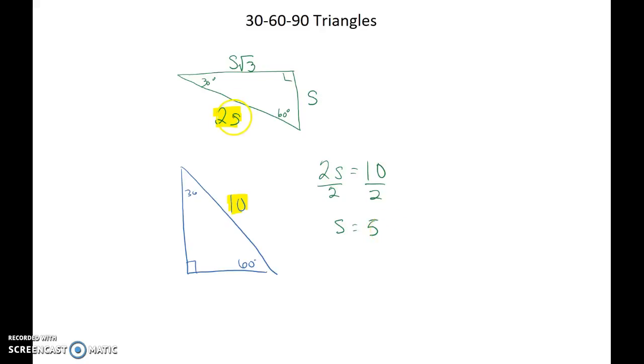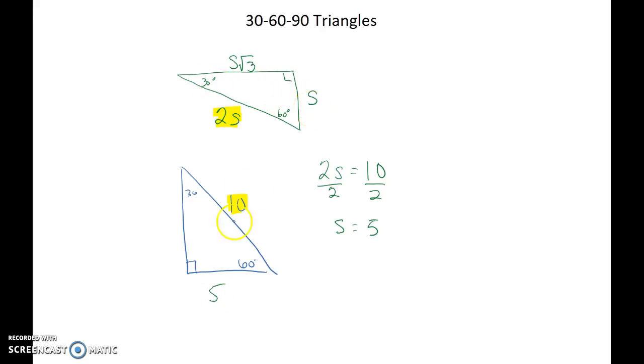So s is the short side, so I'm going to move that and let's see where. Some people just have a hard time with where the 5 goes. Is the 5 here? Is the 5 here? What are we going to do? Well, the 5 is on the bottom, and the reason I know that is because that is the one across from the 30, and in this picture s is across from the 30.